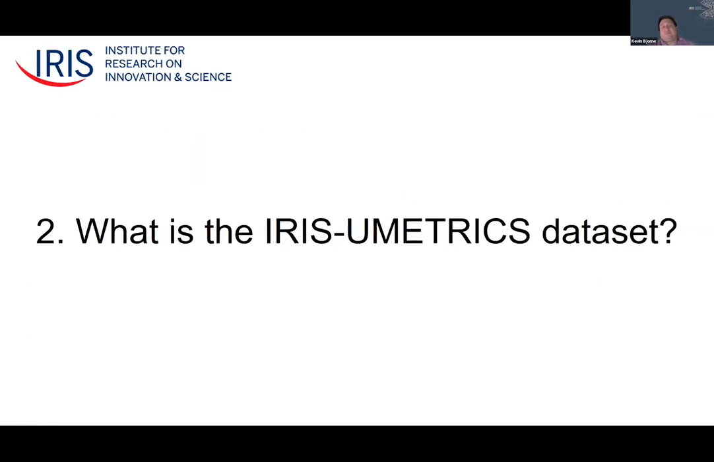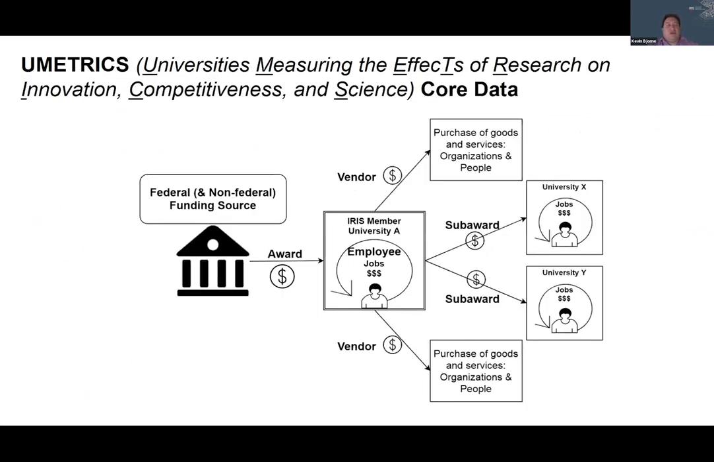Okay, so that was just a brief overview of what is IRIS. So let's talk a little bit about the data, because I think that's why we're all here. So the data, like I said, is administrative data that flows in from our member universities. So basically, administrative data is covering three main areas. There is the award data, there is spending data, and there is employment data.